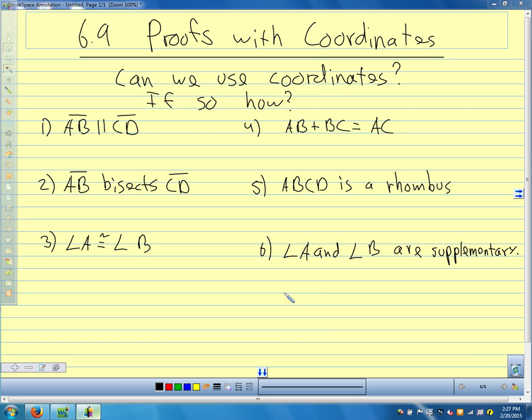So for number 1, we want to figure out if these 2 segments are parallel. Can we use coordinates to do that, Jordan? Yes. That's one thing that coordinates are really good for. What would we use? Slope. And what about the slopes would tell us that these are parallel? They're the same, right? Slopes are equal.